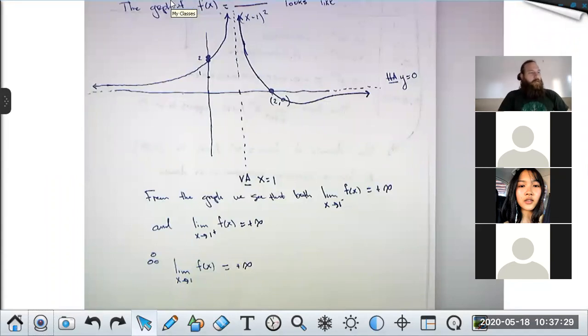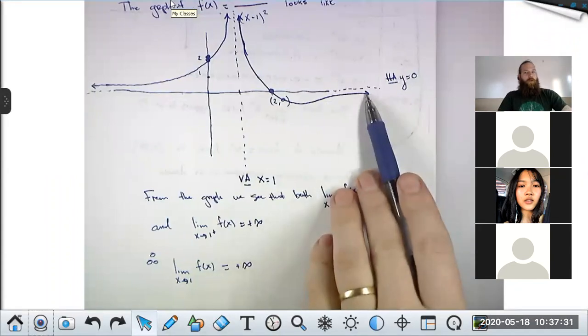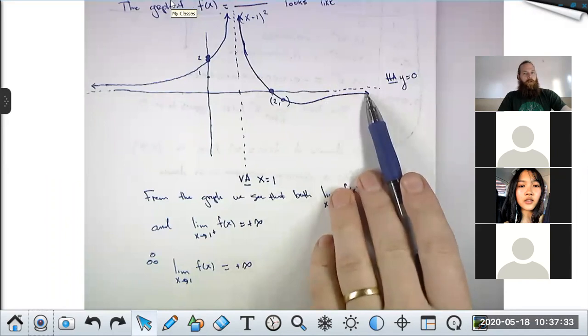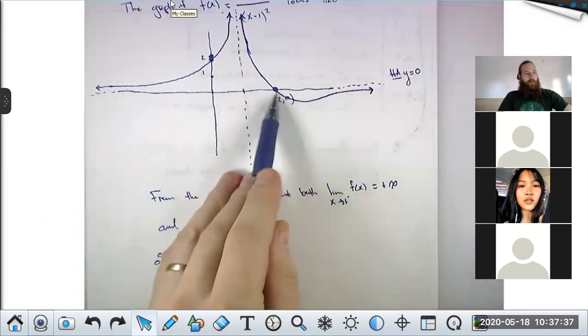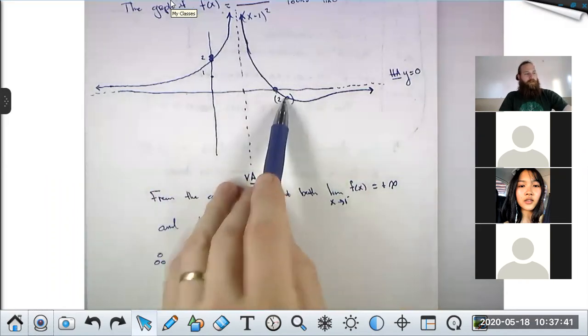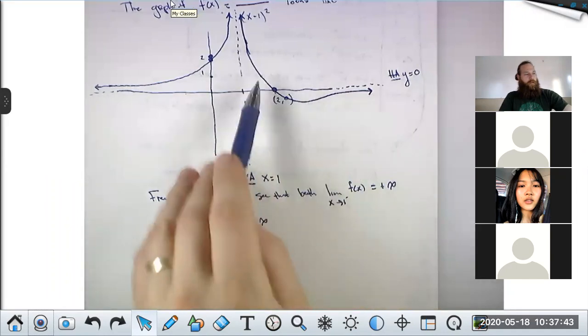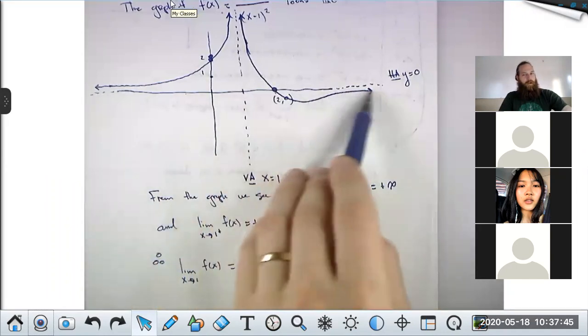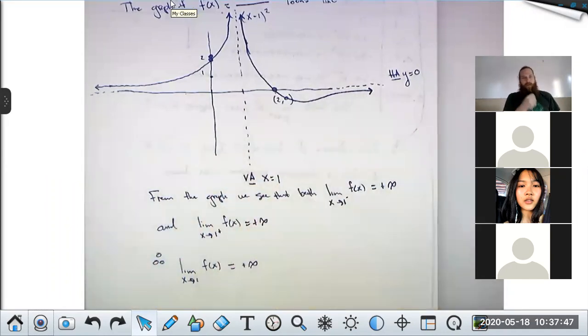Good question. Because I know that this has to approach the horizontal asymptote over here, and I know that it had to pop through the x-axis here. So in order to pop through the x-axis, but then also approach this, that means I had to come down, but then come back up.